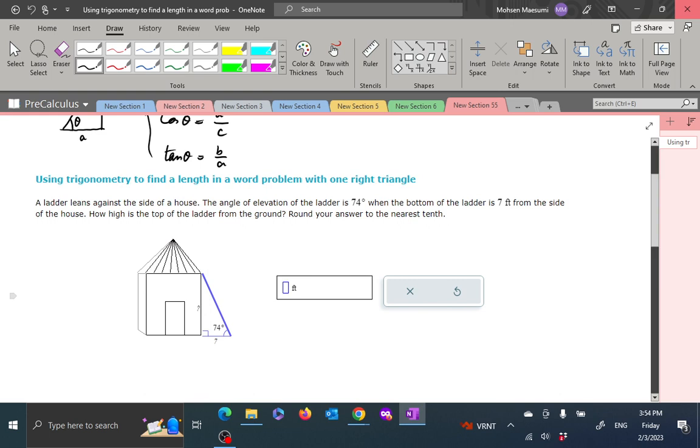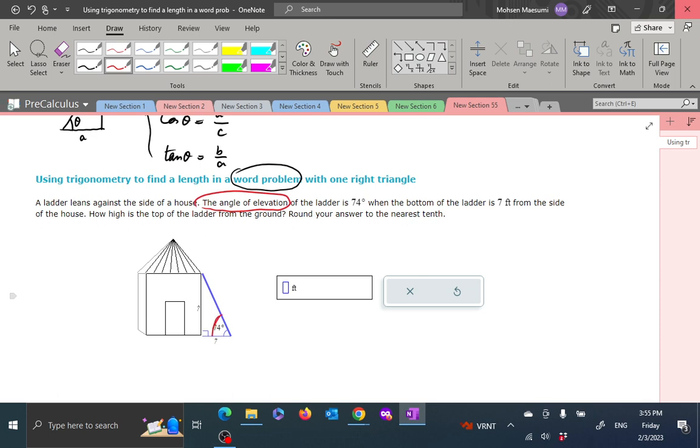When we want to learn about word problems, we have to be familiar with the terminology of the person who's describing the problem to us. So here's one thing: angle of elevation. This is the angle of elevation that we're talking about. The angle above the ground that you're aiming at something is called the angle of elevation.